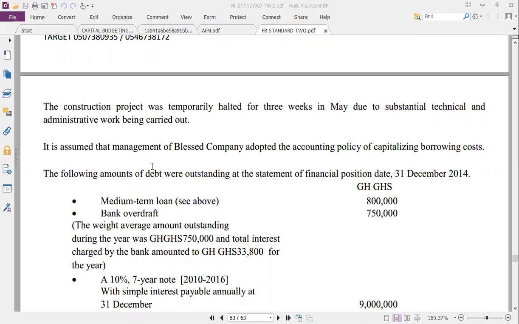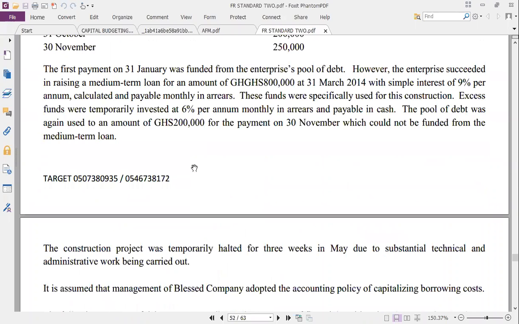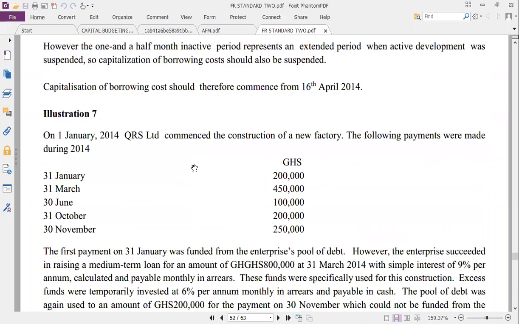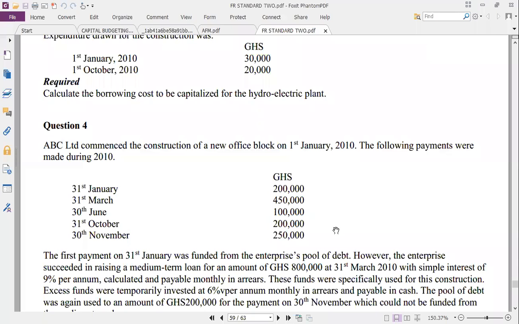So for the specific, let's look at the dates or when the loan was contracted. ABC Limited commenced the construction of a new office block on 1st January 2010. The following payments were made during 2010. So 200,000. The first payment on 31st January was funded from where? The entity's general pool of debt.